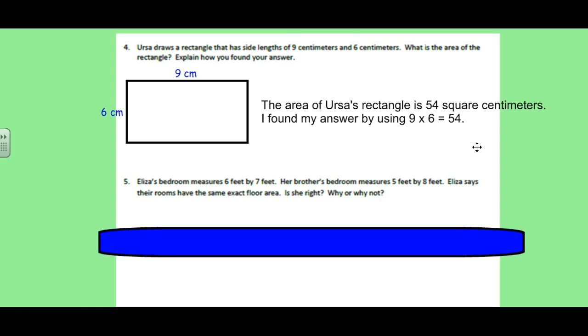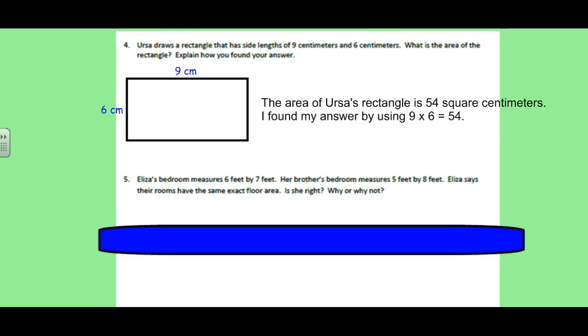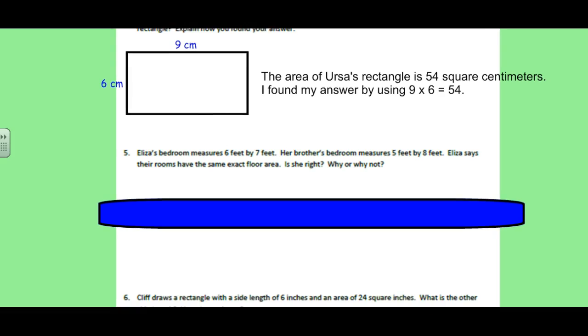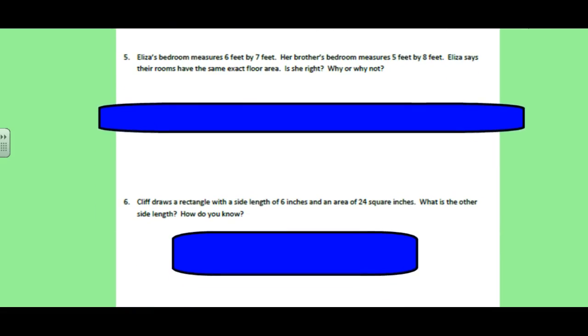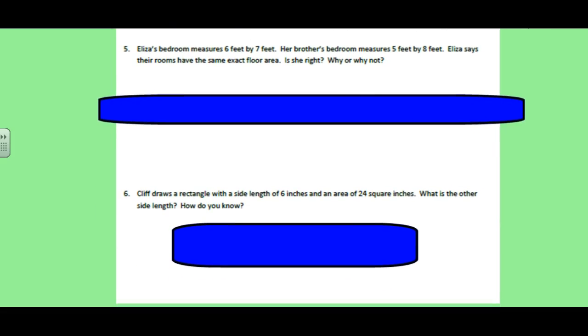And that's really all I was looking for, because we know that whenever we're given two side lengths, all you have to do is multiply the side lengths. So if your answer in your drawing is similar to mine, then you're correct. If not, you need to make sure that you're correcting it. Okay, moving on to number 5.